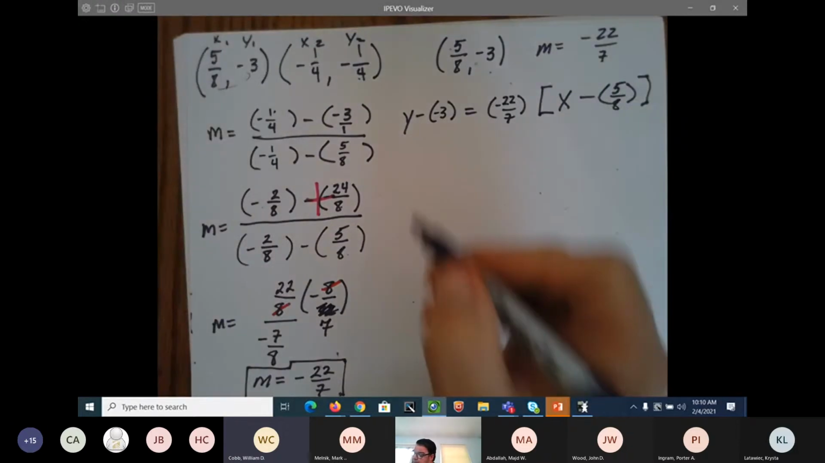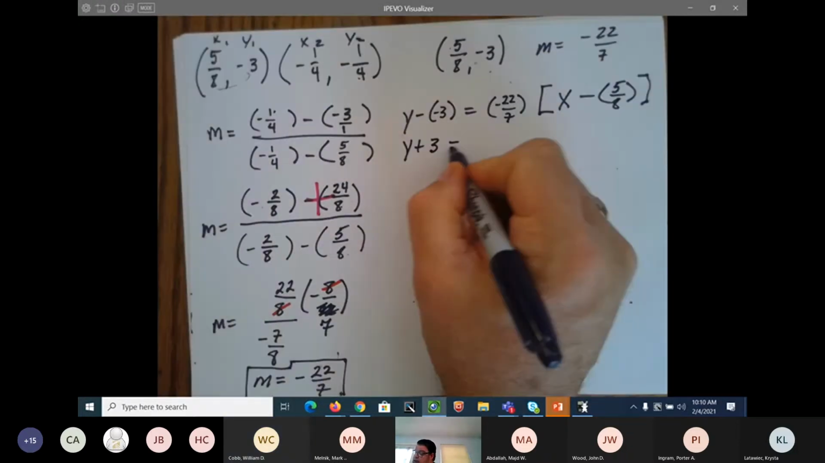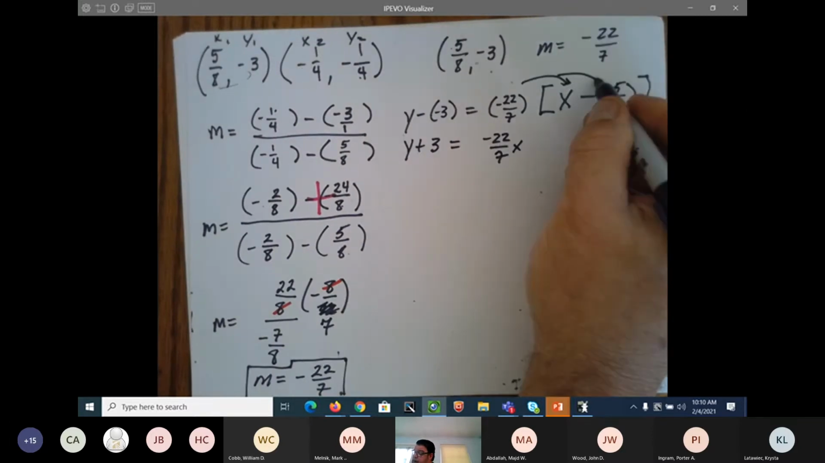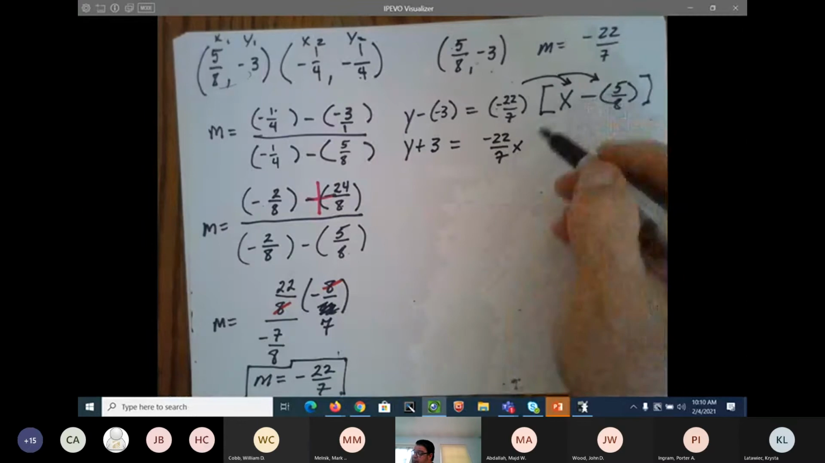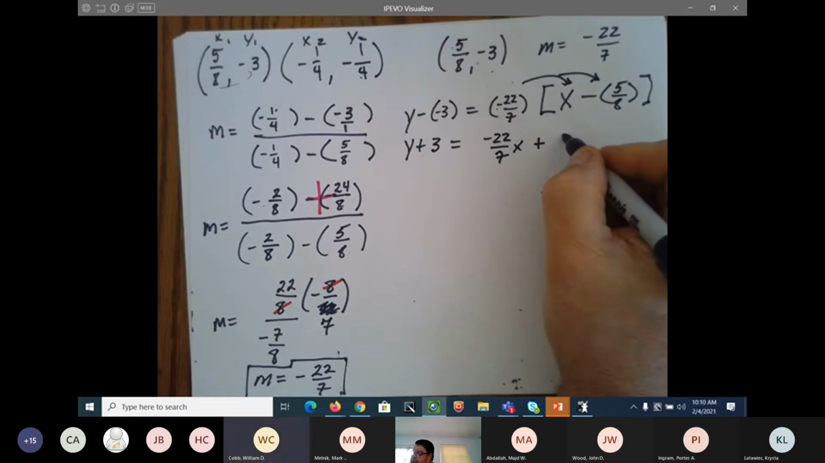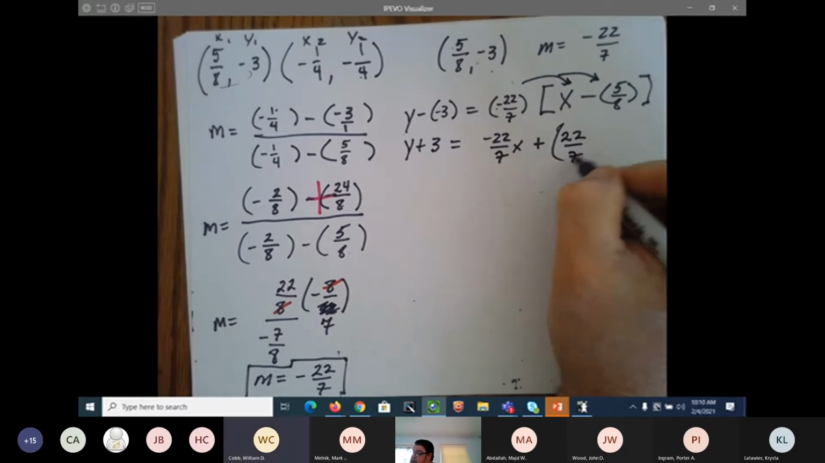Y plus 3 is equal to negative 22/7 x. Negative times negative is positive. 22/7 times 5/8.